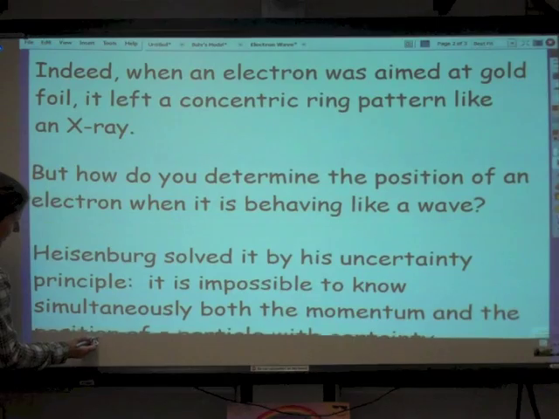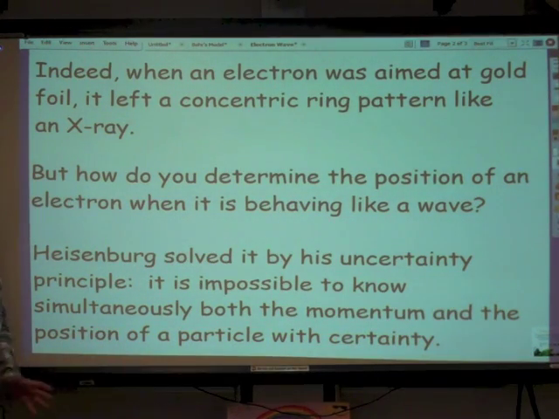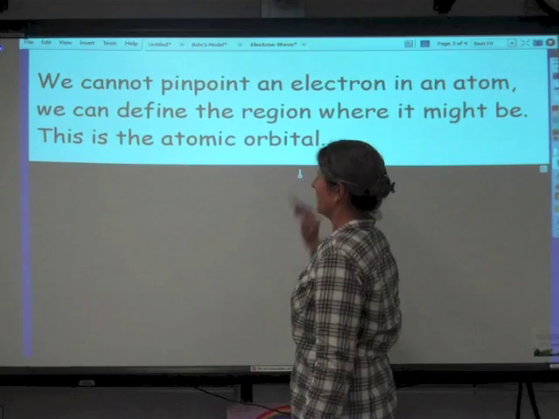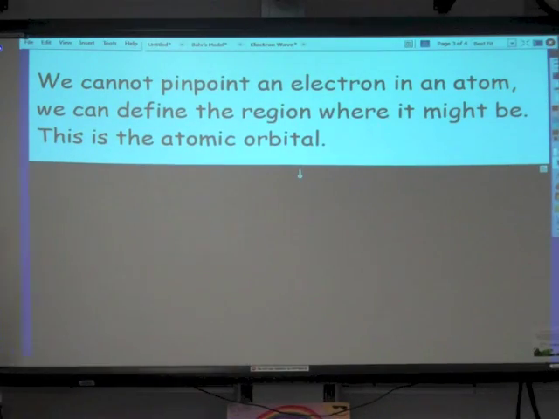So Heisenberg, and this kind of seems like a cop-out, but it's not. Heisenberg solved it by his uncertainty principle, claiming that it is impossible to know simultaneously both the momentum and the position of any particle with any kind of certainty. We can't know exactly how fast it's going and where it's going to be, both. We can know one or the other, but we can't know them simultaneously. This takes us to the electron cloud model of the atom.